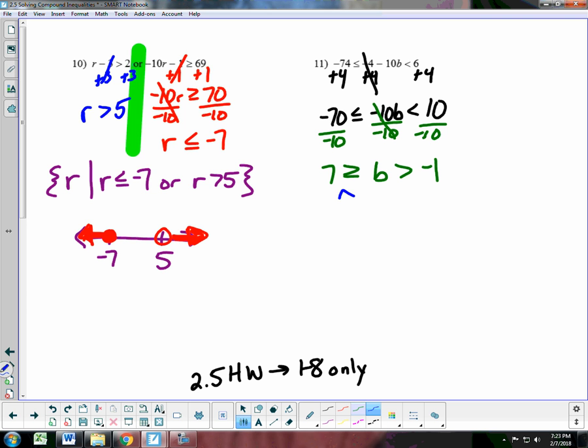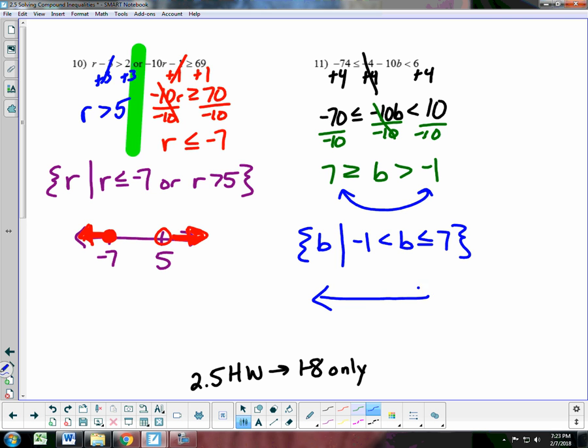Let's rearrange all that, so the smaller numbers go to the one side. And I'm actually just going to jump right into set builder notation. So all b values such that negative 1 is less than b, which is less than or equal to 7. Graphing, negative 1, 7. Open circle and going to the left on the negative 1. Closed circle and going to the right on the positive 7.